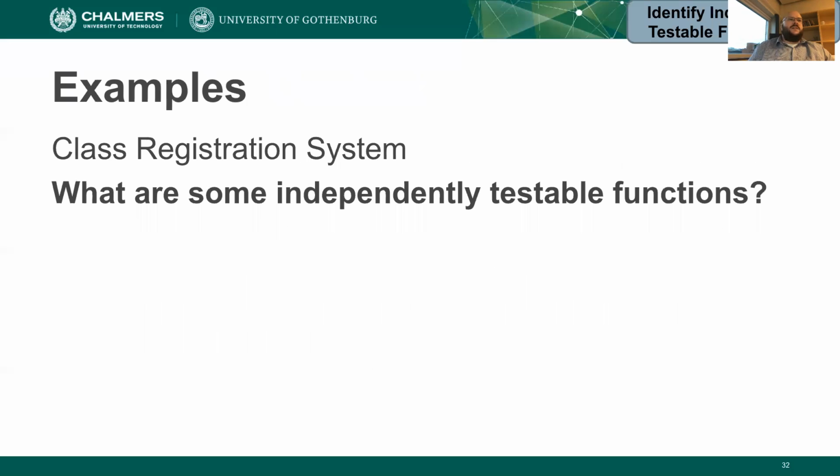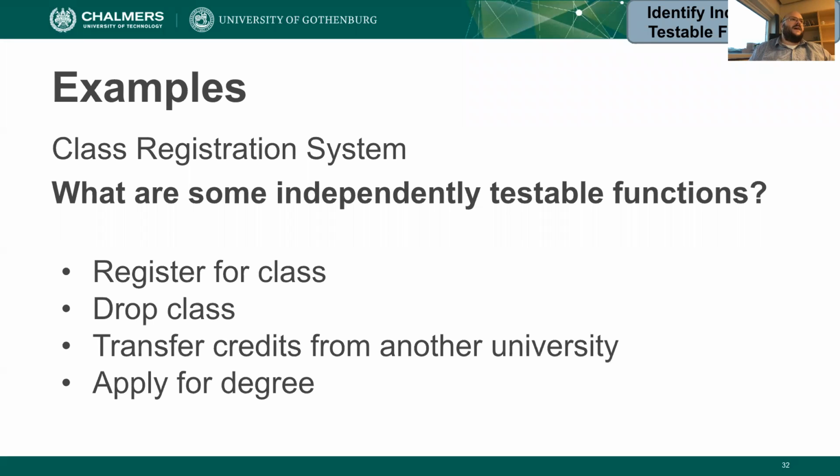So just to think a little bit, we might have a class registration system. And when we think about a system like that, where we go and register for courses, we could think about what are some of the independently testable functions of this system? Some options might be registering for a class, dropping a class, maybe transferring credits from another university, or applying for a degree, similar to what you do in something like LADOC, right?